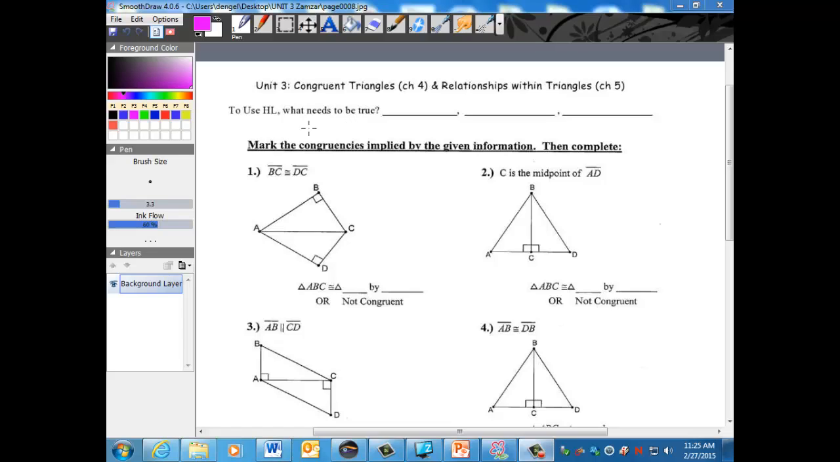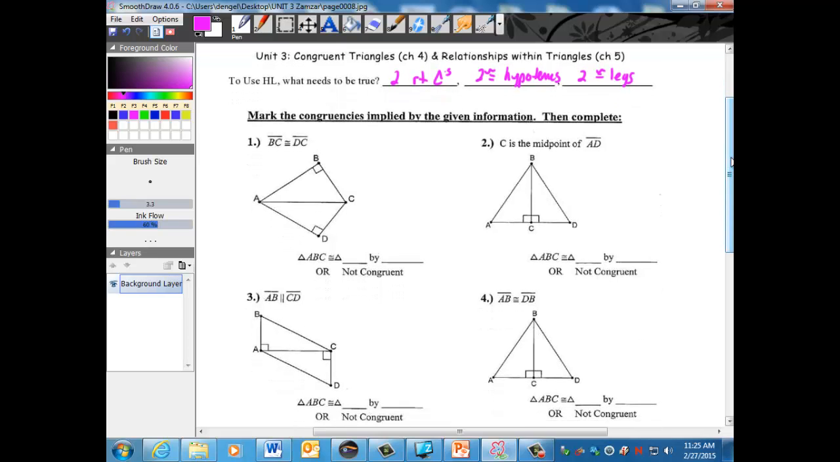To use HL, which stands for hypotenuse-leg theorem, what needs to be true? Well, we need three things. We need to know that we have two right triangles. We need to know that we have two congruent hypotenuses. And we need to have two congruent legs.